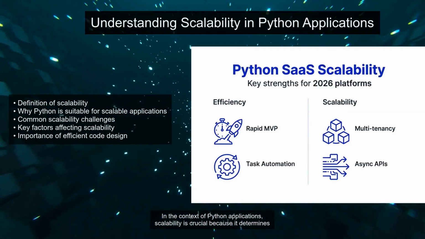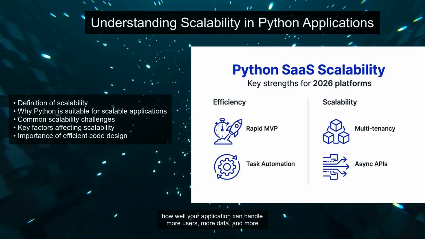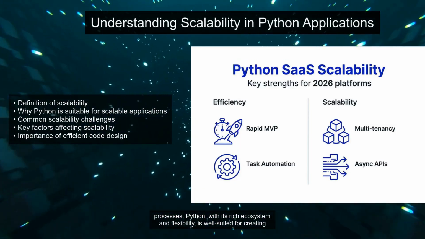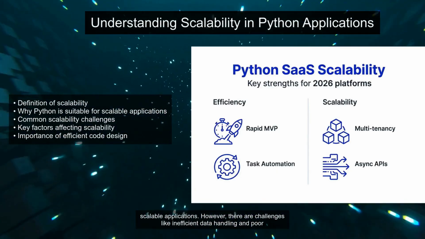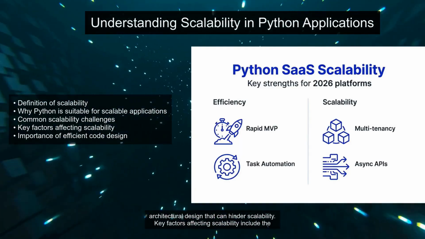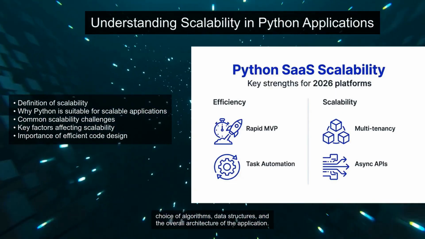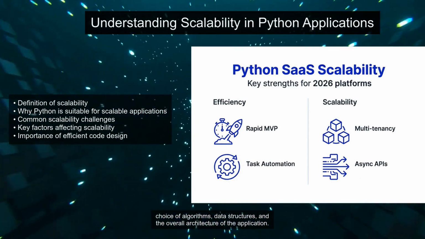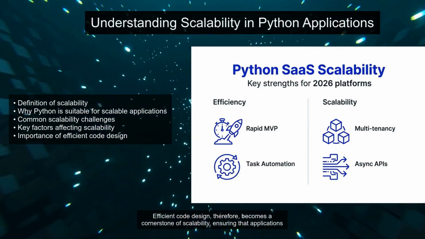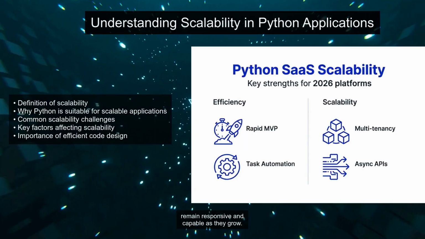In the context of Python applications, scalability is crucial because it determines how well your application can handle more users, more data, and more processes. Python, with its rich ecosystem and flexibility, is well suited for creating scalable applications. However, there are challenges like inefficient data handling and poor architectural design that can hinder scalability. Key factors affecting scalability include the choice of algorithms, data structures, and the overall architecture of the application. Efficient code design, therefore, becomes a cornerstone of scalability, ensuring that applications remain responsive and capable as they grow.